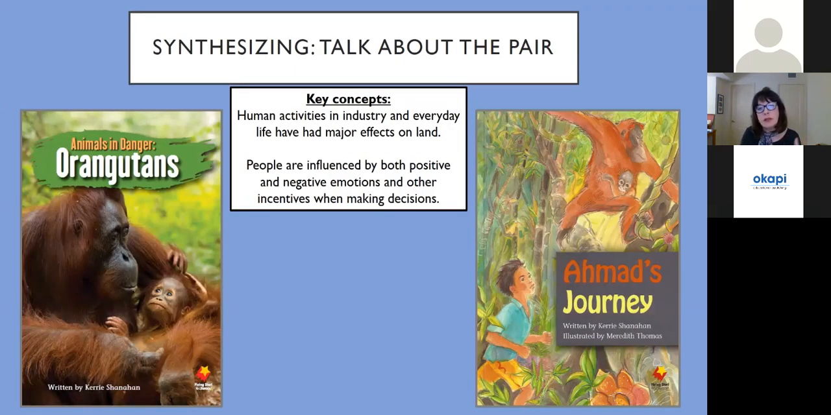And the thing that I also want to do is make sure that we have a lesson where we synthesize the book together, so that I can support kids to recognize how each of the books is bringing different concepts to life. The key concepts that connected Animals in Danger, orangutans, with the fiction text, Ahmad's Journey, that partners with this book and pairs together, is that human activities and industry and everyday life have had major effects on land, and that people are influenced by both positive and negative emotions and incentives when they're making different decisions.